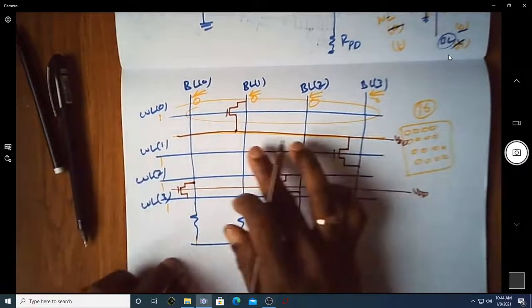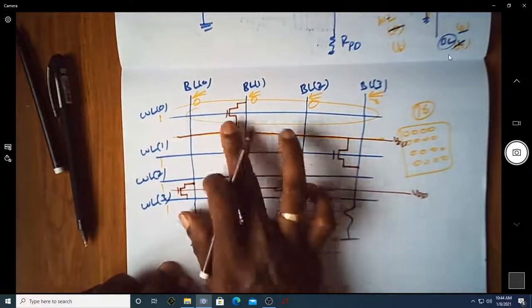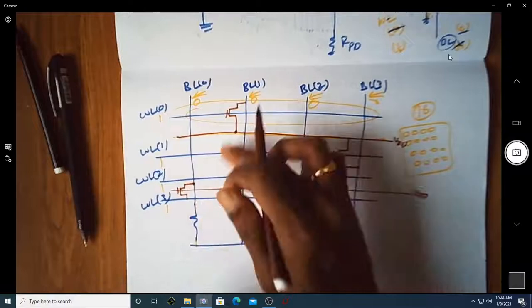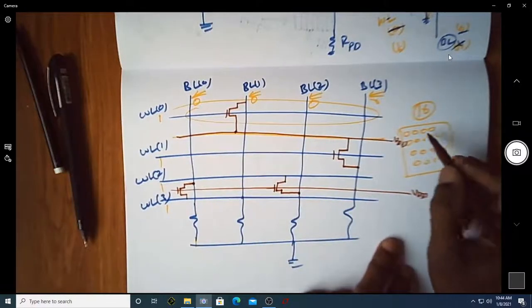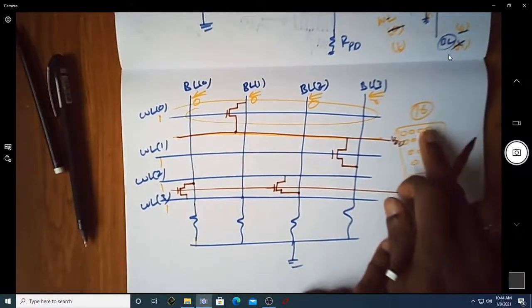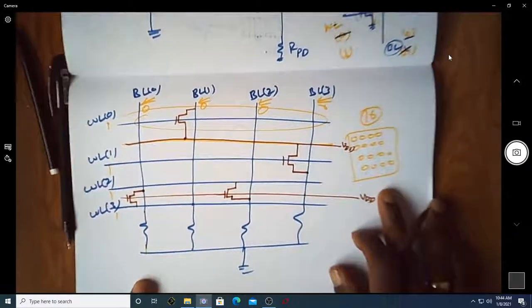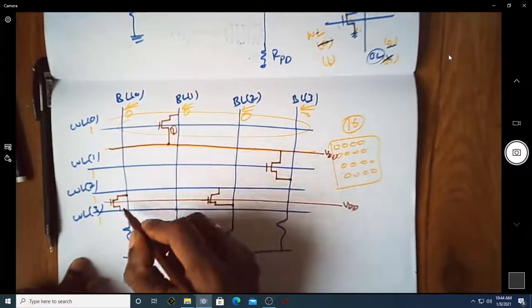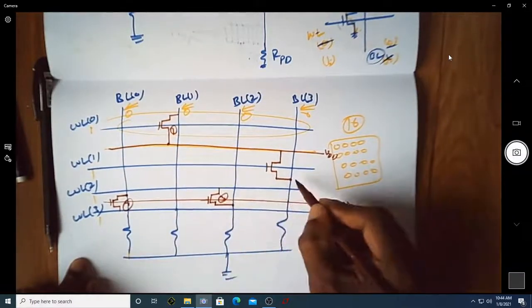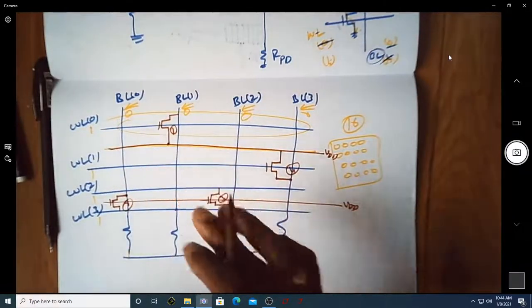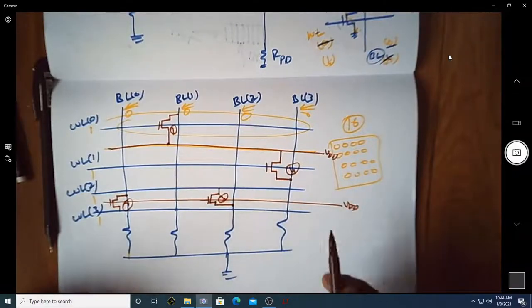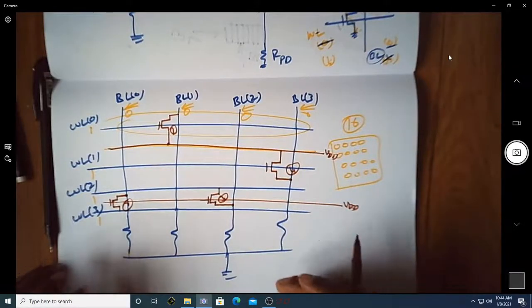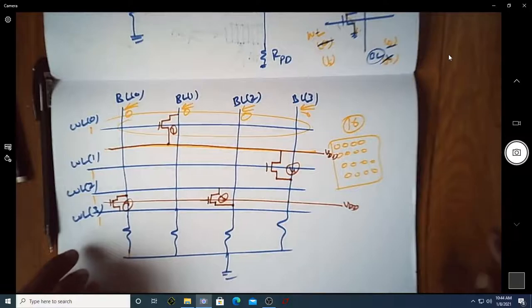Of course, when there was no transistor connected at any of the crossings of bit line and word line, the value read from all 16 bits was 0 0 0 0. So all 16 bits were 0. Now we have transistors number 1, 2, 3, 4 fabricated at appropriate positions. Let us try to read the value stored in all 16 different bits.